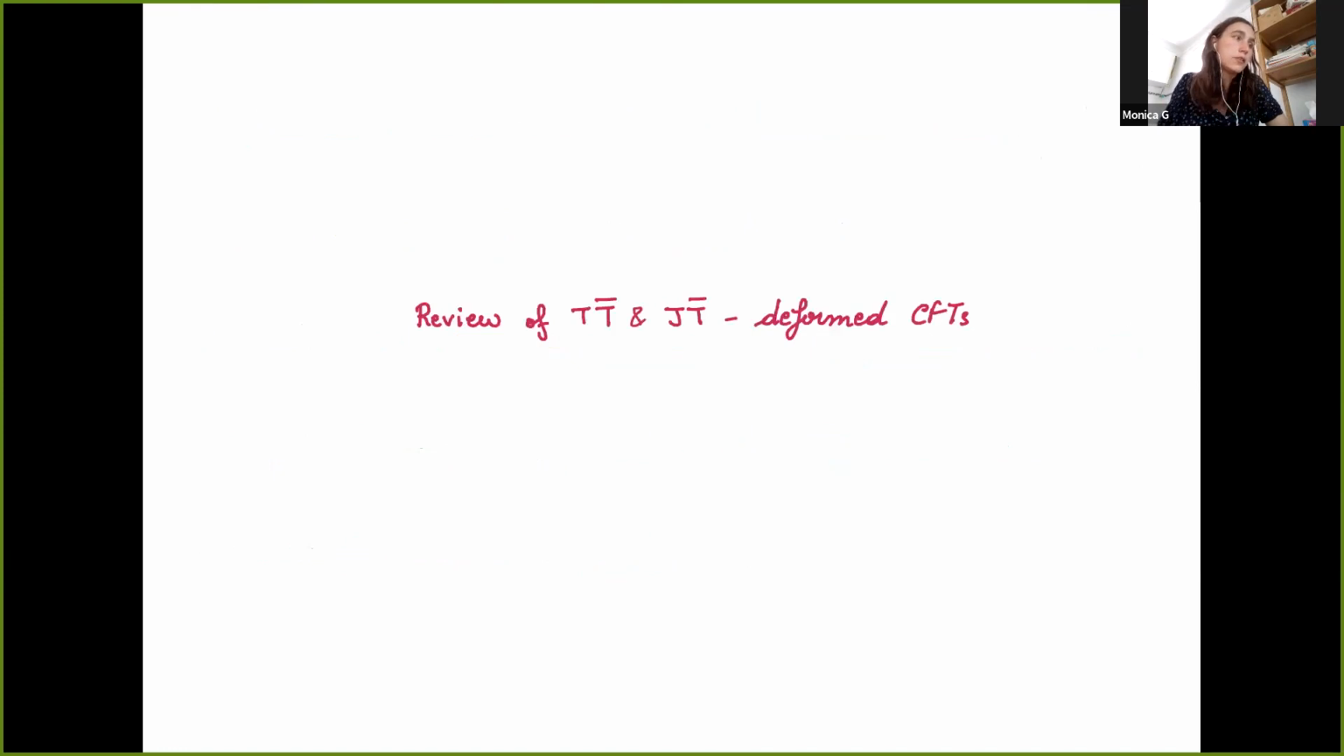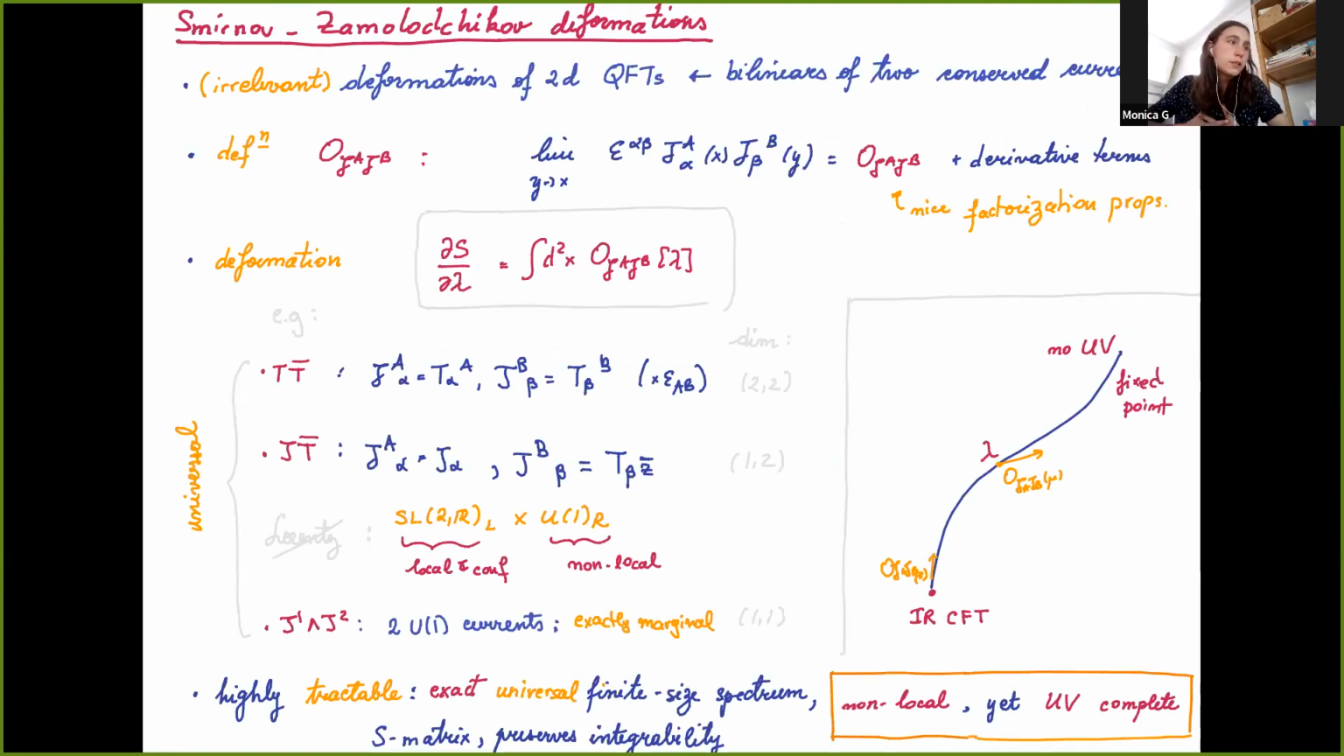Okay, so this is going to be really short. So Smirnov-Zamolodchikov deformations. They are irrelevant deformations of two-dimensional QFTs, which are constructed as bilinears of two conserved currents. So I define this operator, which depends on the currents J_A and J_B. This is 1 and 2, if you wish. And this is defined as the coincidence limit of this particular anti-symmetric combination of the two current components, as they coincide. And what Smirnov and Zamolodchikov showed is that in this coincidence limit, what you get is some operator which comes with a constant coefficient. That's the Smirnov-Zamolodchikov operator, and then everything else is a total derivative. So this defines the operator up to these total derivatives, and it turns out to have some really nice factorization.